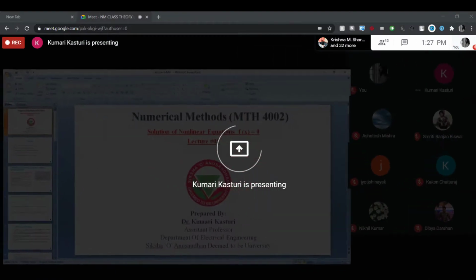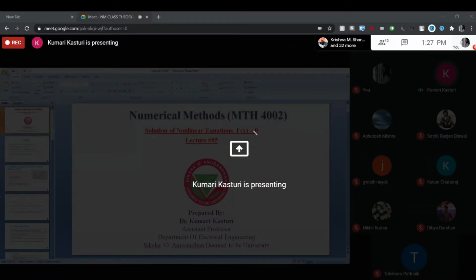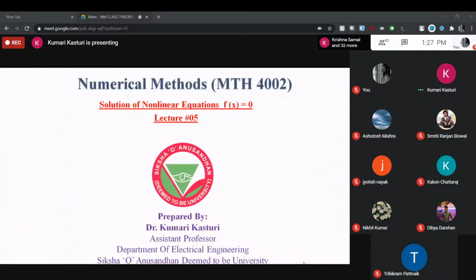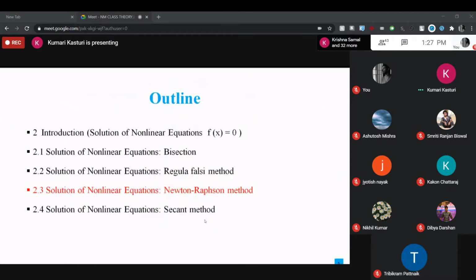Okay. Next method. That is Newton-Raphson's method. Okay, bisection, regula falsi. Already we have discussed 2 methods. This is the 3rd method we will now discuss. That is Newton-Raphson's method.